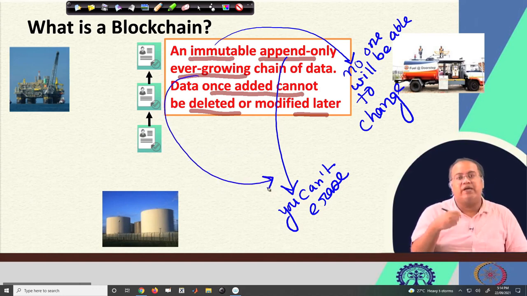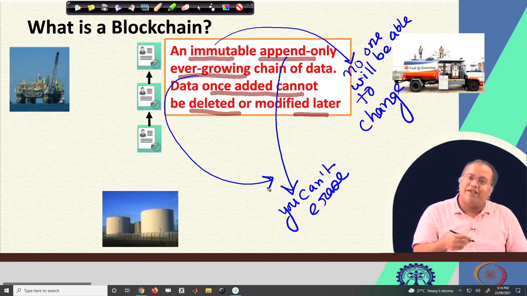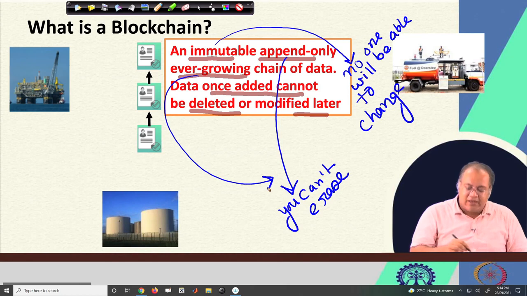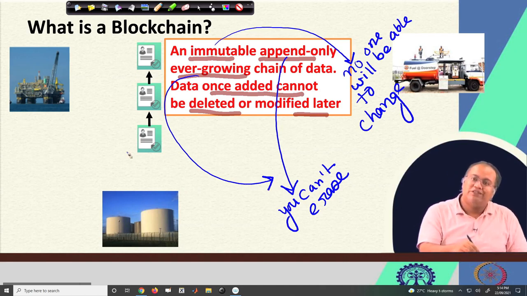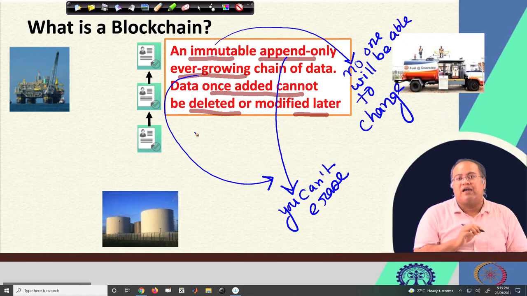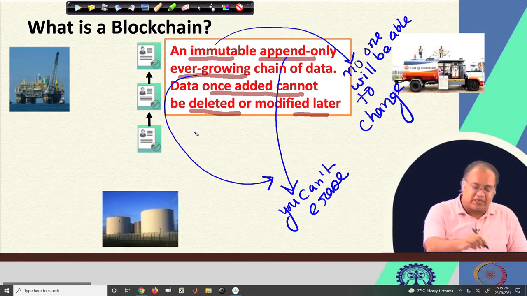That means as you add new information, additional information sources or additional blocks, as we call them, they will get appended to this blockchain. And finally, data once added cannot be deleted or modified later. So these are the properties that I am going to support in this data structure, through which I am going to mimic the concept of the blackboard that I mentioned earlier.